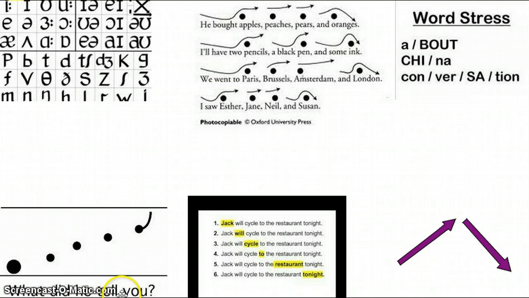What did he tell you? And it goes down. What did he tell you?